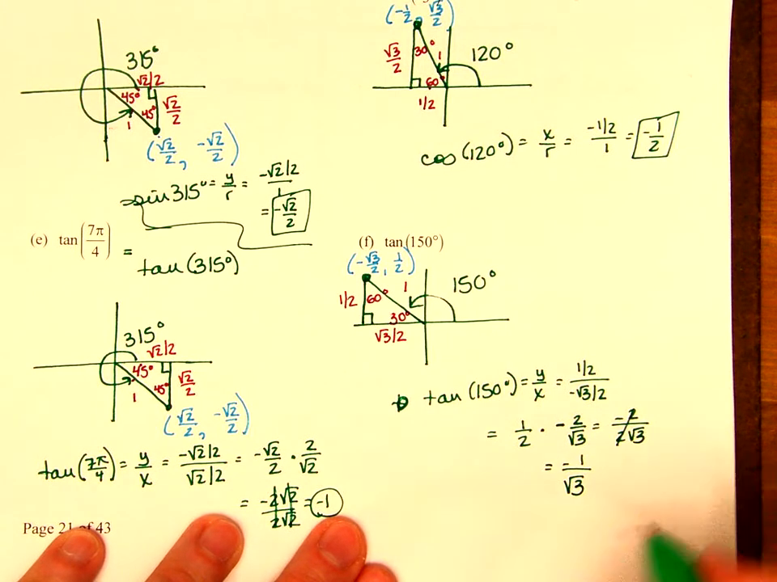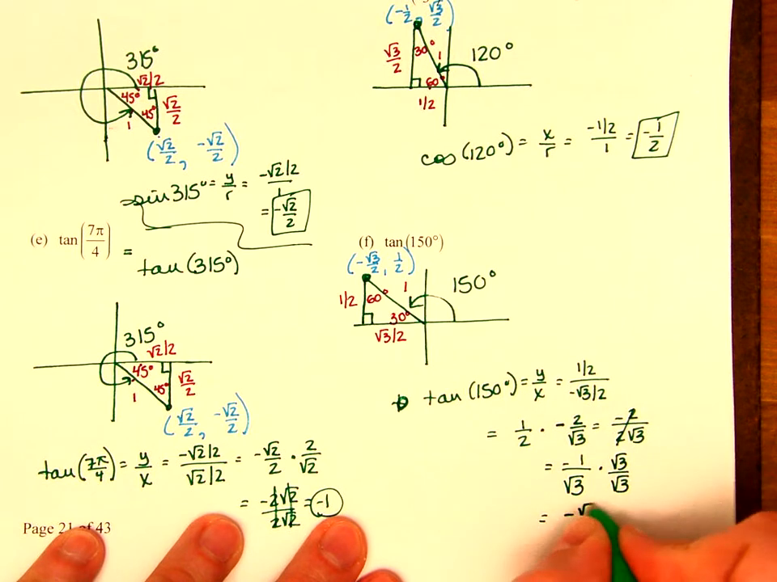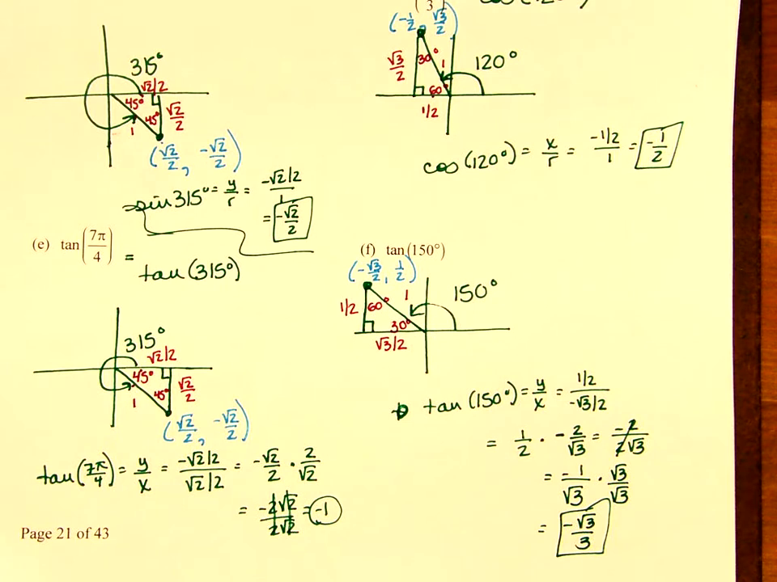Oh, but what do you know? No roots in the denominator. We'll rationalize. Oh, that'll be fun. And we're going to get negative root 3 over 3. The tangent of 150 degrees is negative root 3 over 3.